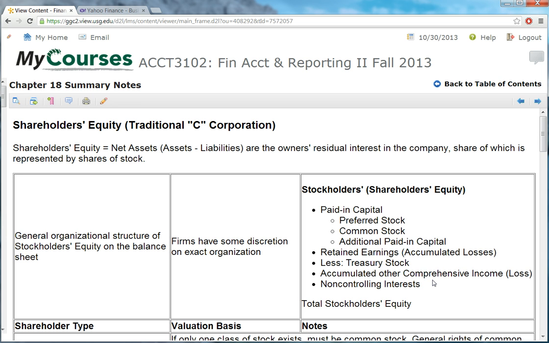So paid-in capital, retained earnings, then we subtract treasury stock. We will either add or subtract accumulated other comprehensive income, these AOCI items, and then non-controlling interest. Non-controlling interest will always be a credit balance and therefore in addition to shareholders' equity. All right, so that's the basic organizational structure to shareholders' equity.